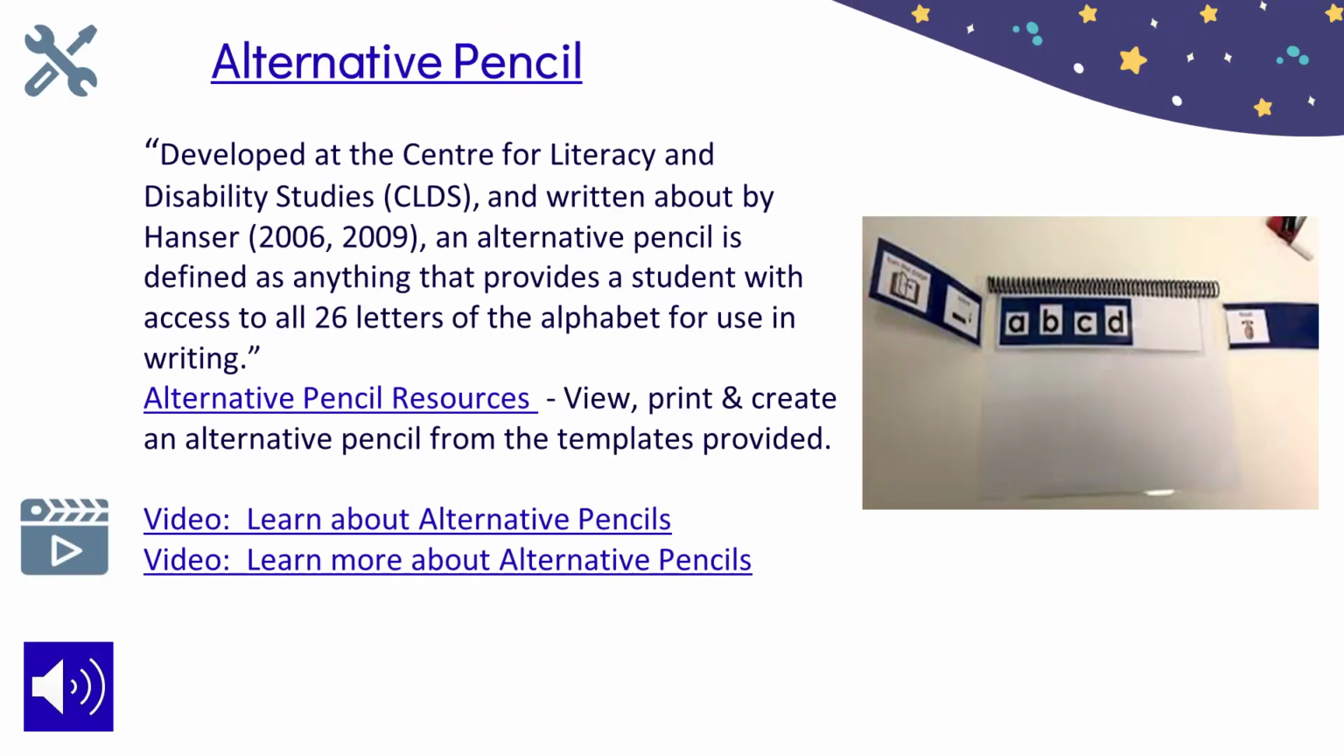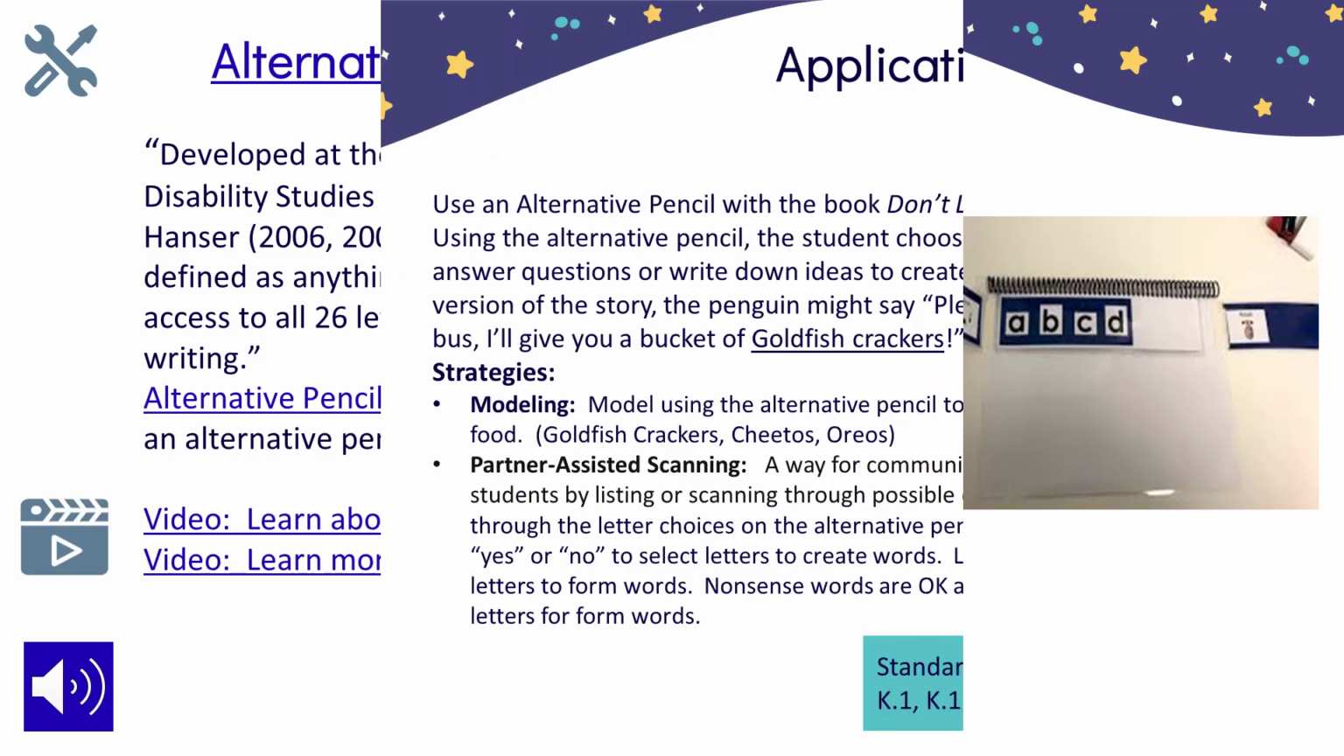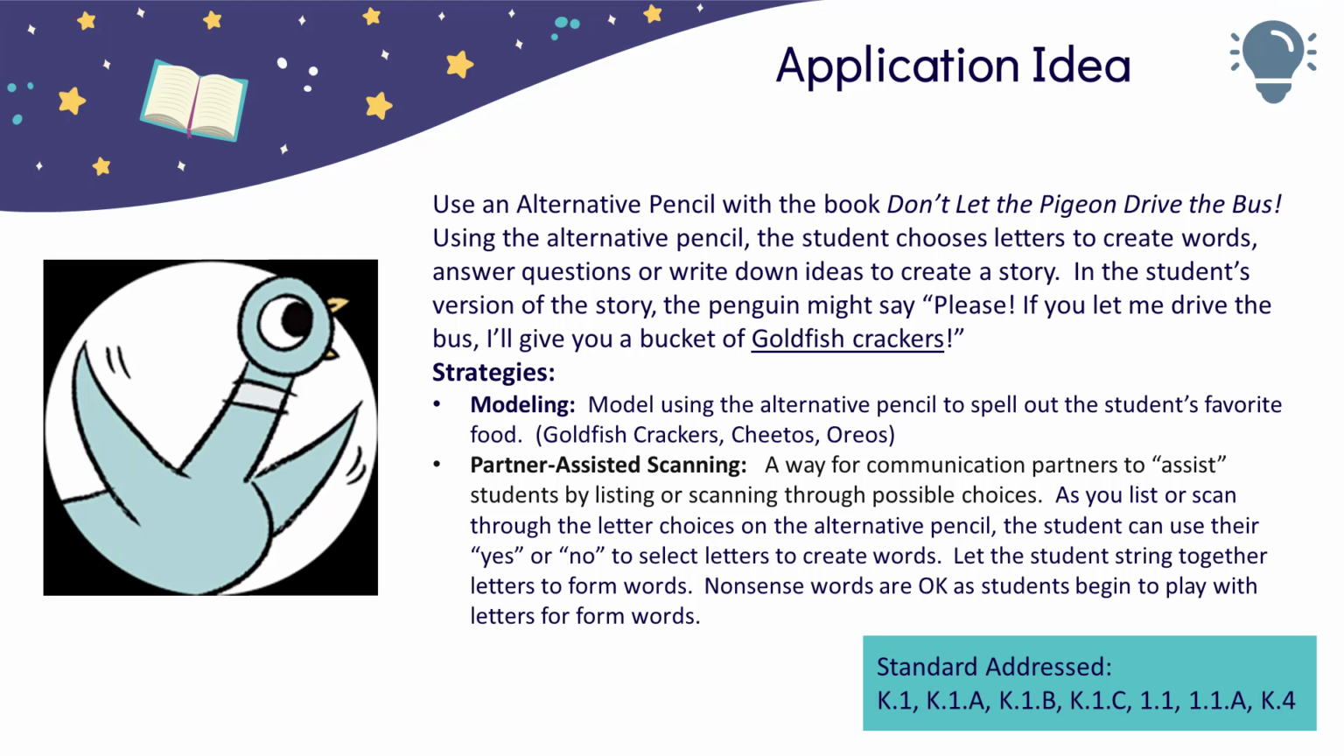An alternative pencil is simply another way of accessing letters. In this picture, you see that a student can choose from a field of letters or choose to move to another set of letters. There will be more about this in the writing modules. Check out the recorded webinar on this idea to learn more. Pause the video to check out this idea on using an alternative pencil with a book to help a student write.